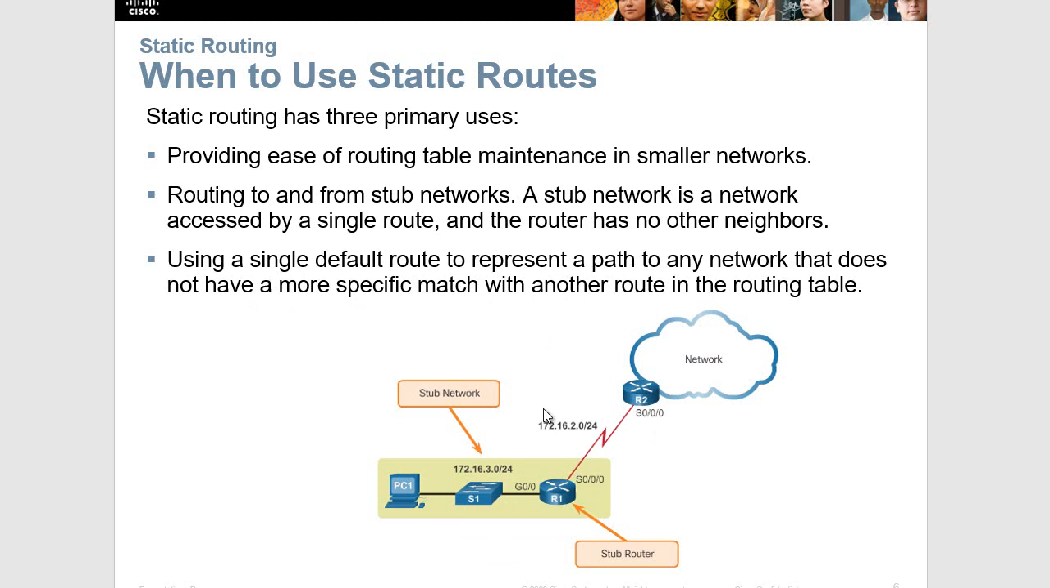A single-use default route represents a path to any network that does not have a more specific match within another route in the routing table. So R1, this is not the best example, I guess, but if there were a couple of networks over here that R1 had entries to, and maybe you had a 172.16.3, a .4, and a .5 network down here, then you could have entries for those networks that are connected to the router, but anything that doesn't match, you could send out this way. So that's what the default route does. Anything that doesn't have a match in your routing table, that default route is going to catch it and send it on its way.